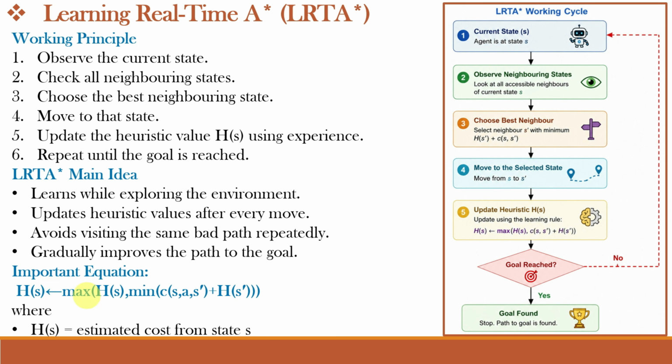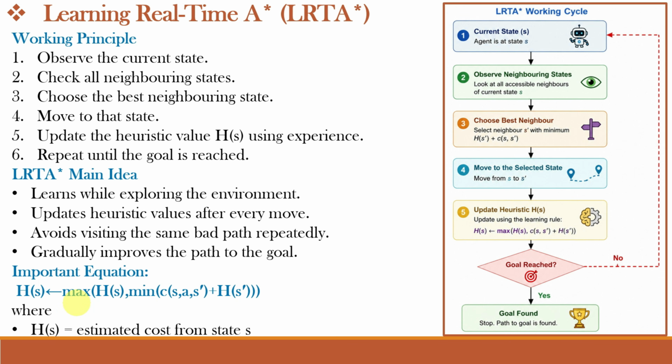So this is the important equation of the algorithm. Initially, the h(s) value is only an estimate, and after moving to the neighboring state, LRTA star updates this estimate using the movement cost and neighbor's heuristic value. Because of this update, the agent learns which paths are expensive and which paths are better. See, here the minimum operation is used to choose the neighbor with the lowest estimated cost, because the agent always wants the best next move.